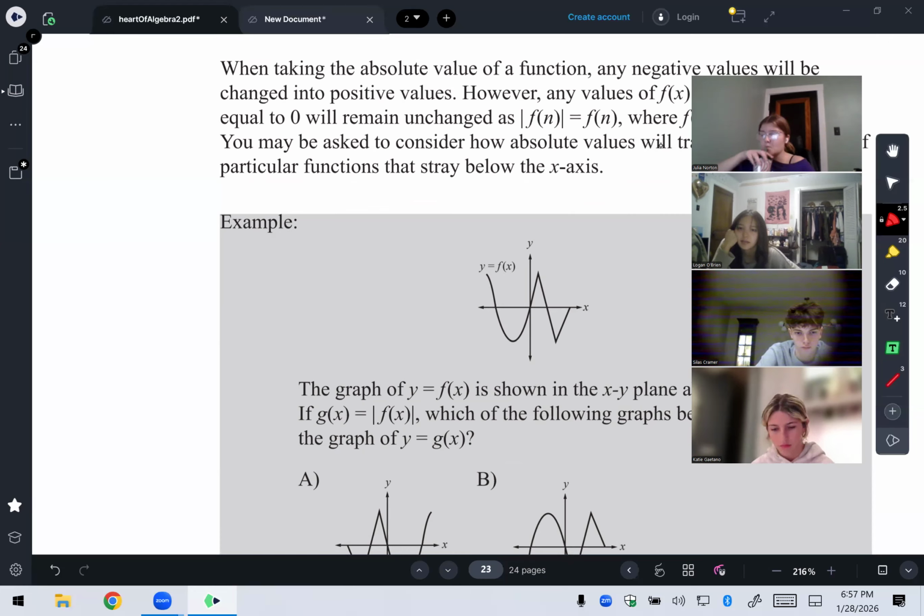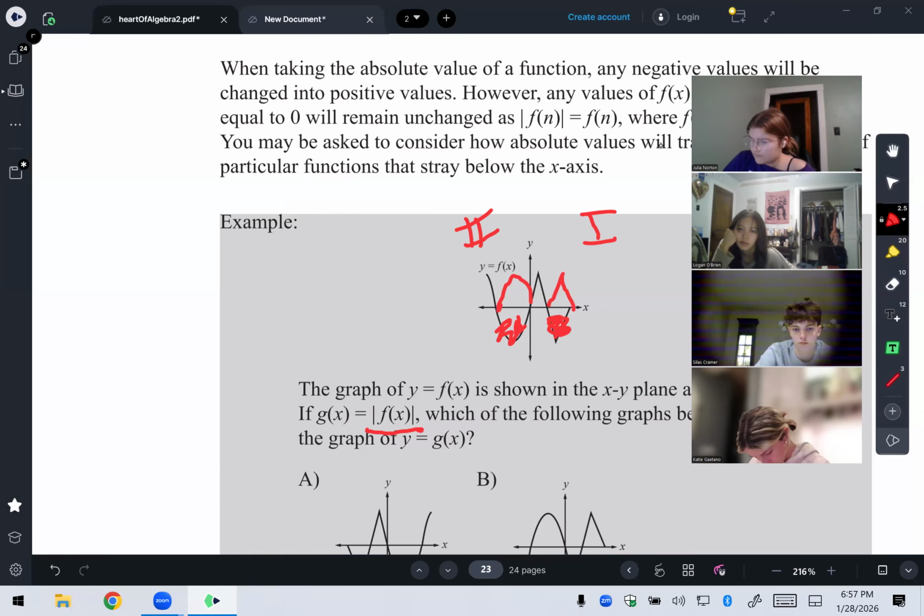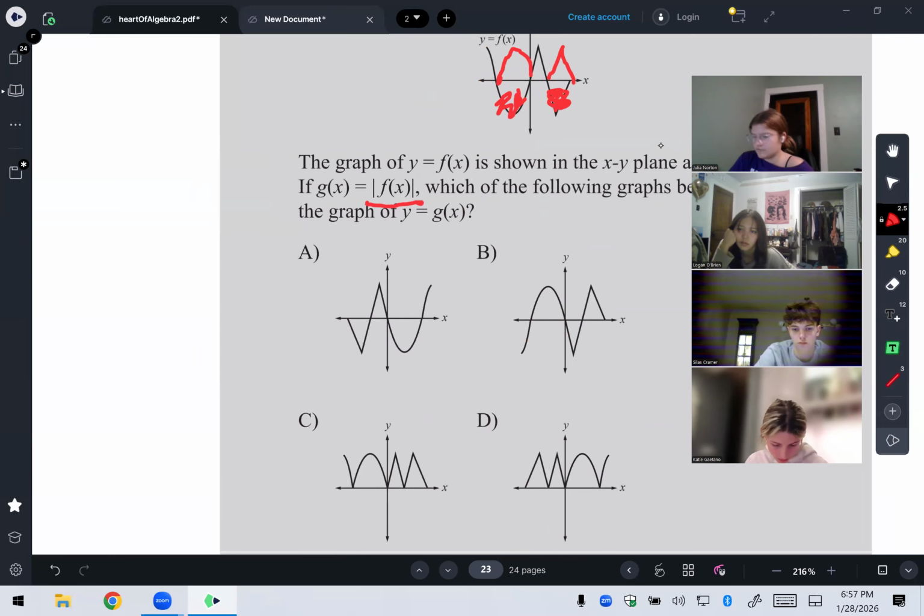Okay, so this one, the graph of y equals f of x is shown. What if it's positive? Well, that means it has to go to quadrants 1 and 2. So we'll flip this up, and there's nothing in 3 and 4, right? This will just go out. And so that looks a lot like C with a round mountain and 2 pointed ones.